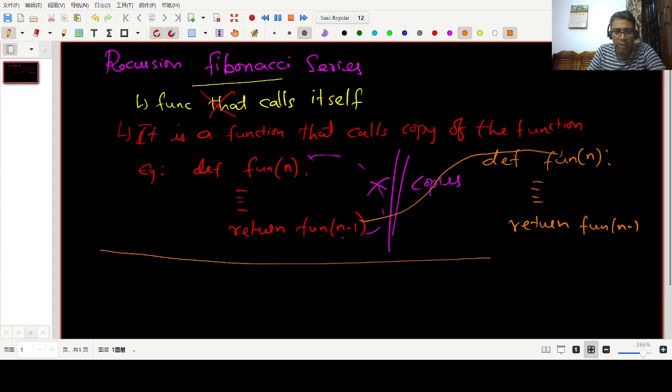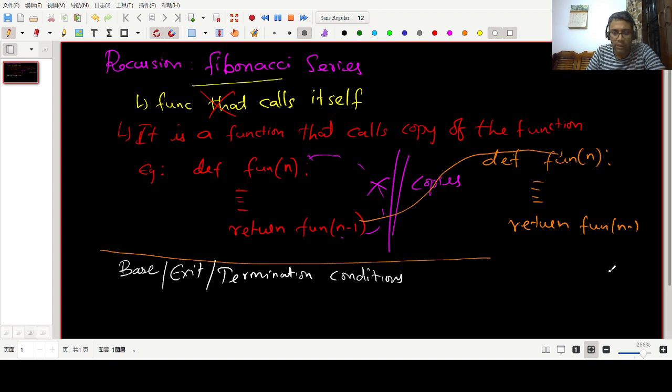So in recursion, the most important thing is to find the base or exit or termination conditions. Because if you wrongly estimate the base condition or termination condition, it will end up in stack overflow.